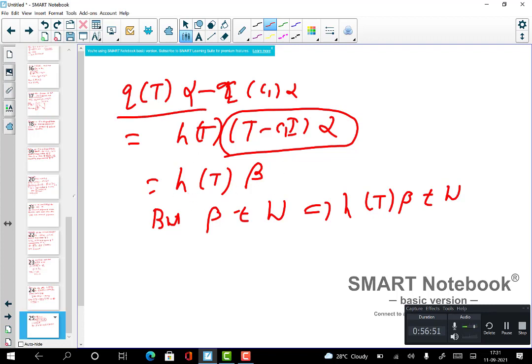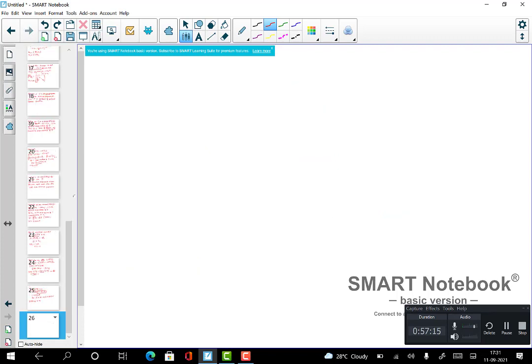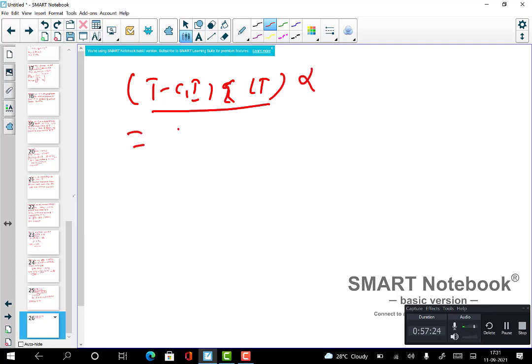Similarly, for this polynomial, you see that q(T) of alpha is also an element of W. Why is this an element of W? Because if you multiply q(T) of alpha by (T minus c1 I), this is nothing but p(T) of alpha, but this is 0, right? Because p is the minimal polynomial. So what does that mean?